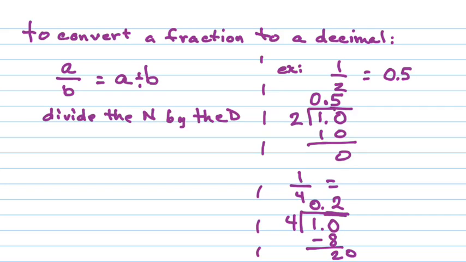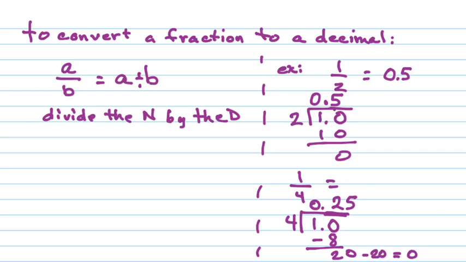So 4 goes into 20 how many times? 5 times, which is 20. Sorry, I ran out of room. And 20 minus 20 is 0. You should be stacking this, but I ran out of room, sorry. And so once you get a 0, then you're done.